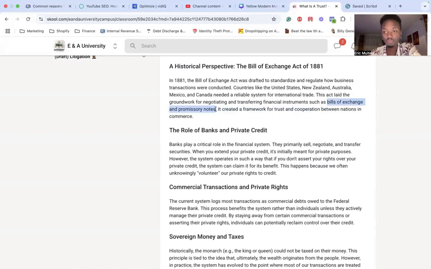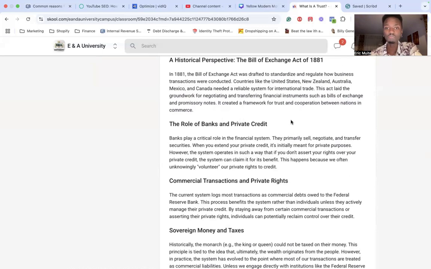The bills of exchange are what they transitioned into when they got rid of gold and silver. They eliminated gold and silver because they couldn't use it to get out of debt. So they transitioned into bills of exchange and promissory notes, and that's where the US dollar came about. Right? It created a framework for trust and cooperation between nations in commerce. So this is like a major turn in history, right? Because ever since this happened, people no longer were paying with gold and silver, and those who did, it was probably limited, or they were just storing gold and silver. But the entire payment system and the way people pay completely changed from that day forward.